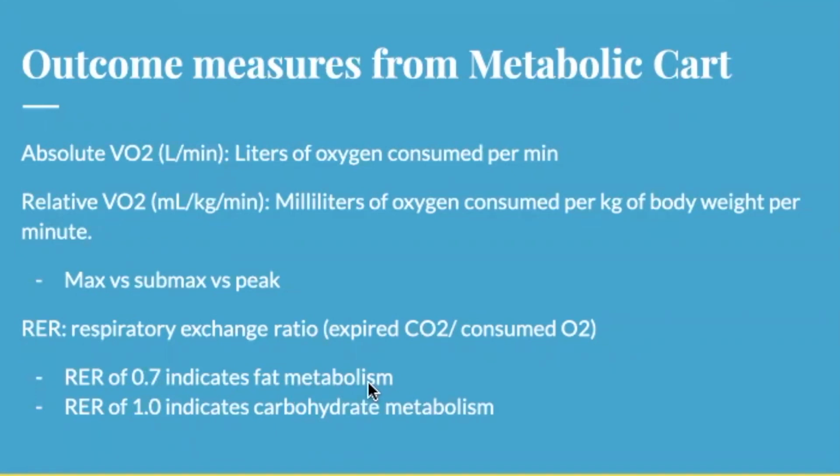So this would be closer to 0.7 if you're at rest or a very low intensity, because as we know, fat metabolism gives us a lot of ATP, but it is slower than carbohydrate metabolism. So when we don't need a lot of energy very rapidly, fat metabolism is a good fuel source. So that's why we'd expect that at rest or low intensities, as opposed to an RER of 1.0, which indicates almost exclusively carbohydrate metabolism.